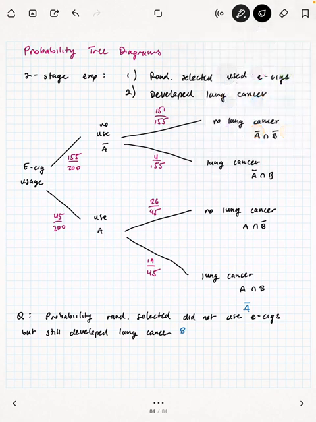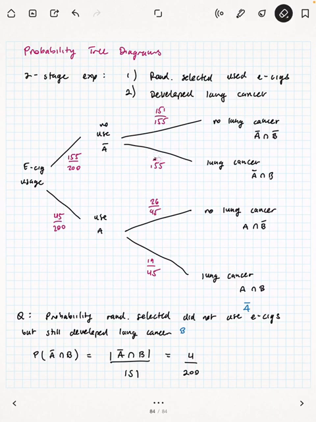So what we're actually asking for here, so somebody who did not use e-cigs, that would be A bar, and still developed lung cancer would be there in the set B. So we're actually looking for the probability of A bar intersection B, which we can do the traditional way: the size of that set divided by the size of the total set, and we know that there are just 4 people in that group out of 200, and that is fine. We can use it that way, but there's an even faster way to determine this using the probability tree diagram.